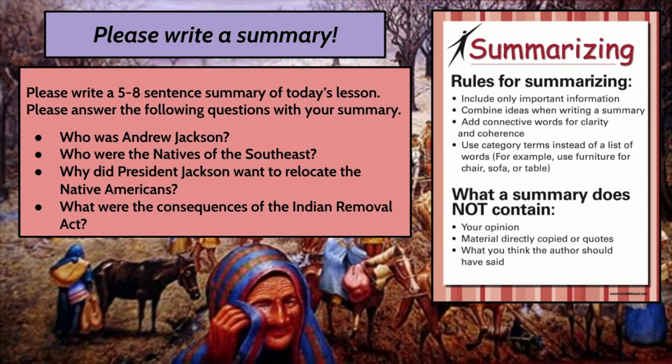So this is another sad chapter. I've taught you a few sad chapters in a row, but they are important chapters. It's important for you to write a summary. I always want 5 to 8 sentences. In your summary, you should answer the following questions, and if you do, you will have a good summary. Who was Andrew Jackson? Who were the natives of the Southeast? Why did President Jackson want to relocate the Native Americans? And what were the consequences of the Indian Removal Act? If you answer those questions in your summary, you will have a very effective summary.